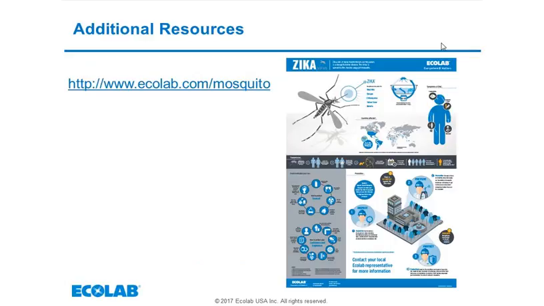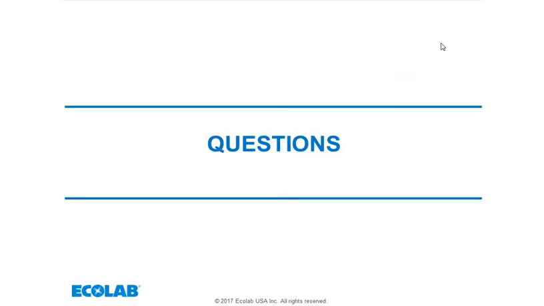With that, I'd just like to mention that there are a lot of additional resources out there. Ben mentioned a few as well in his presentation. And here's just a link for some more information on general biology and control that's available on the Ecolab website. In addition, here's a picture of our Zika infographic that can also be found on our website. And this concludes our formal presentation. So we will now move into the question and answer portion of the program.